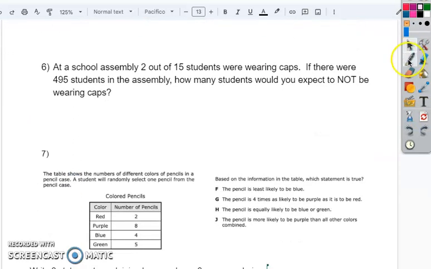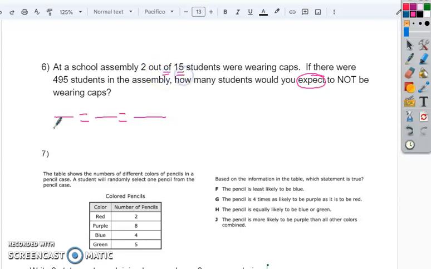Number 6. At a school assembly, 2 out of 15 students were wearing caps. If there were 495 students in the assembly, how many students would you expect to not be wearing caps? Okay. So, this word is telling me that I would do a proportion. And there's 2 ways I would do a proportion. So, number 1, 2 out of 15.